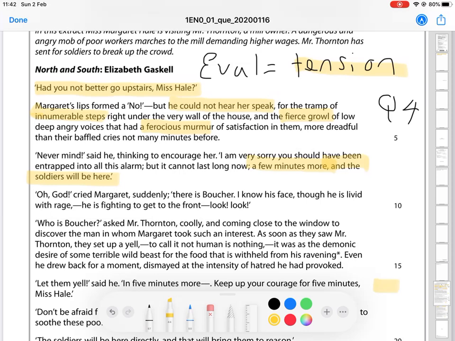The soldiers will be here. Why has he had to call soldiers to get rid of this crowd? That creates tension, because again, we don't know what's going to happen.